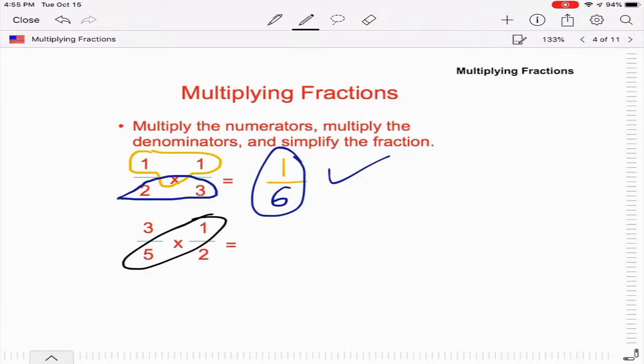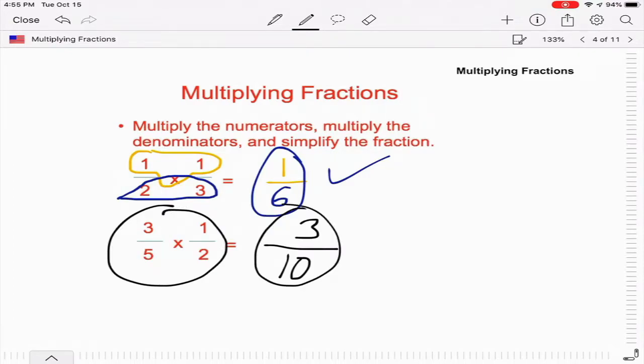1/5, can you reduce it? No. 3 over 2, can I reduce it? No. So just multiply across. 3 times 1 is 3. 5 times 2 is 10. And because you couldn't reduce here, you don't need to worry about reducing here.